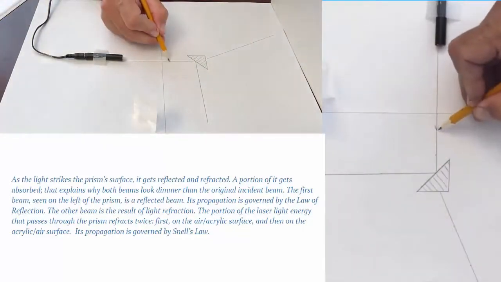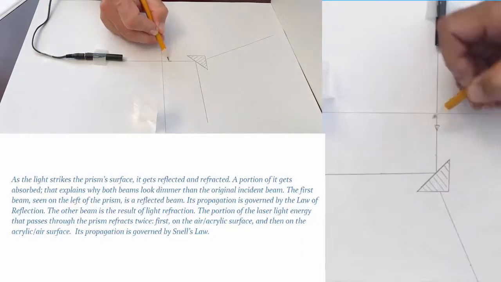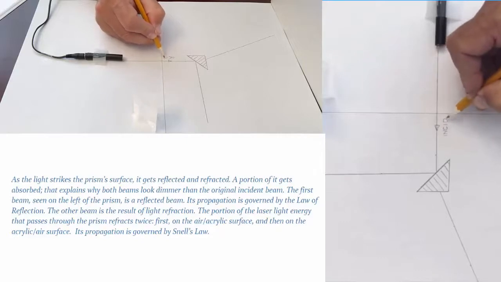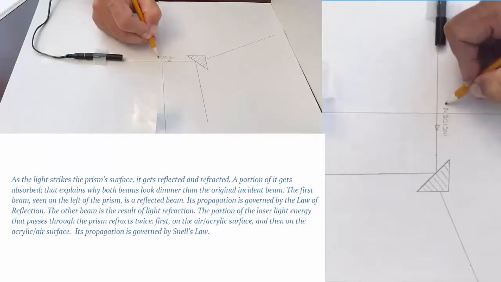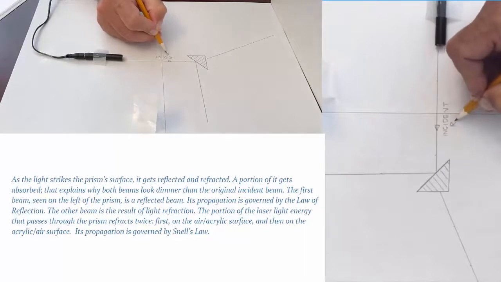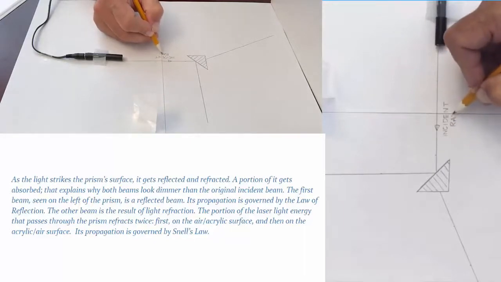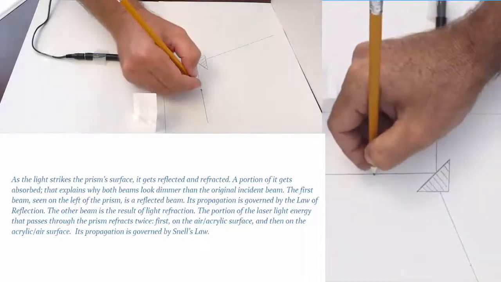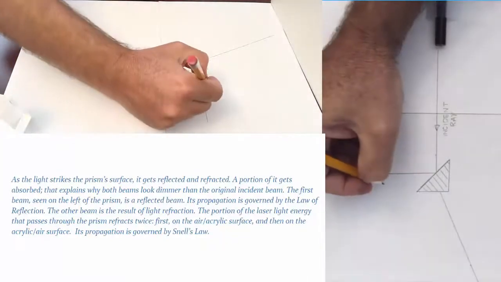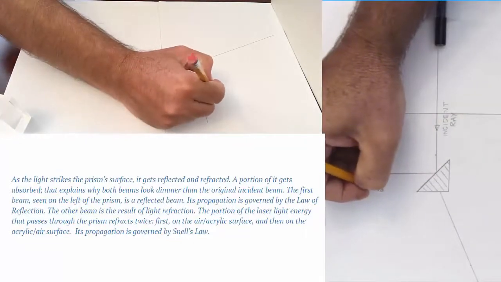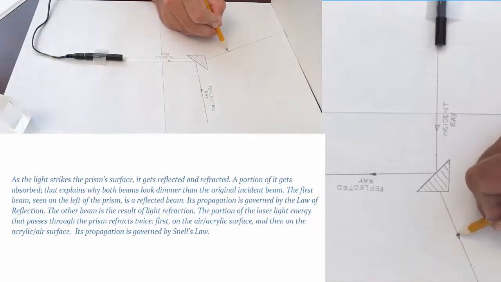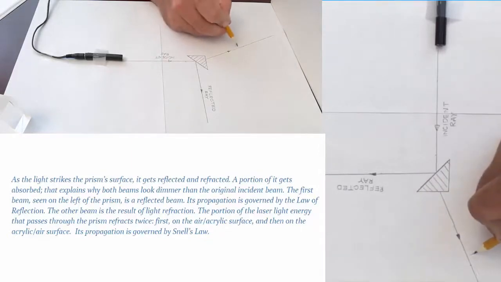So once more, this line here represents the incident ray. Over on this side we have the reflected light ray, and finally, as a third light ray over on the other side of the prism, is going to be our refracted light ray.